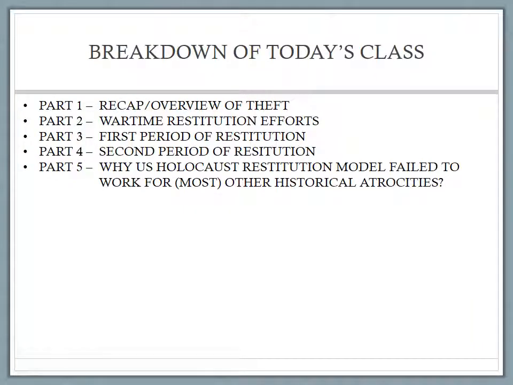In Part 1, we're going to have a recap or an overview of the process of stealing or theft that we touched on in Class 1 when we looked at the laws the Nazi Party enacted to facilitate the perpetration of the Holocaust. In Part 2, we'll look at wartime restitution efforts, so efforts on the part of governments during the war to prepare themselves and others for the process of restitution after the war had concluded.